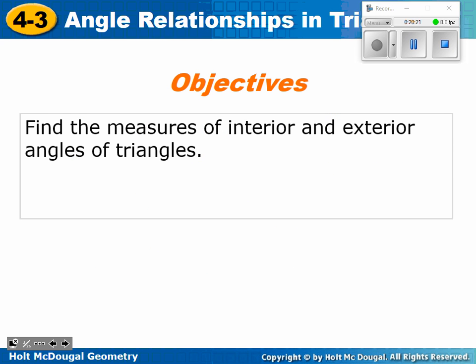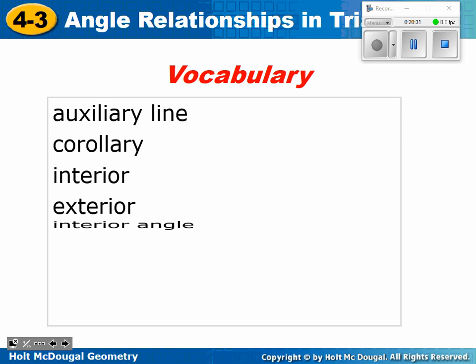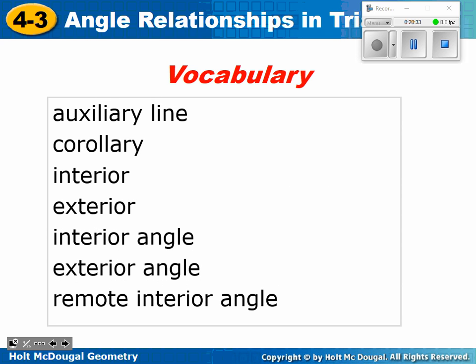Okay, so 4-3 says find the measures of the interior and exterior angles of a triangle. Well, first of all, we need to talk about what is an interior versus an exterior. And we need to talk about some vocabulary. So we've got auxiliary line, corollary, those are different things we've never talked about. Interior and exterior, you probably have an idea of what that is. Interior, exterior angles will be a little bit new. And then we're going to talk about remote interior angles.